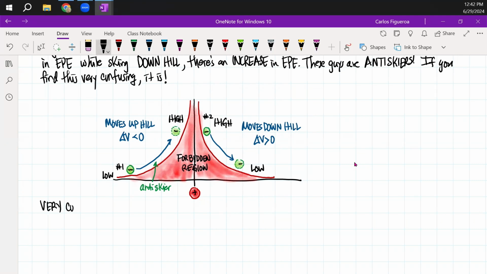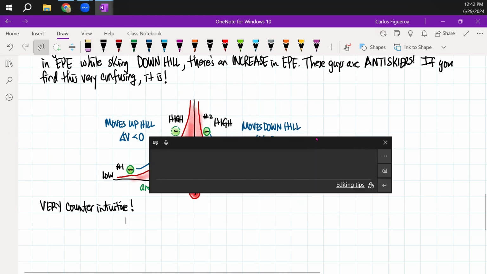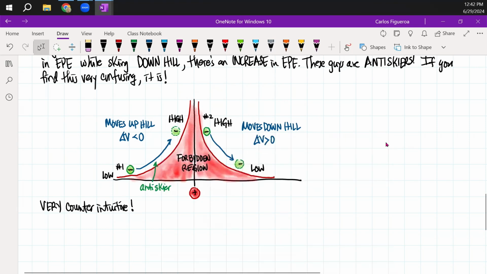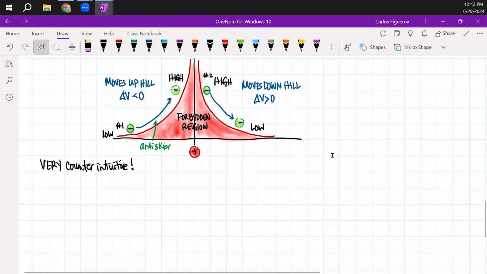Very counterintuitive indeed. So now what we want to do is go in and draw a different picture to make sense of what we're talking about.